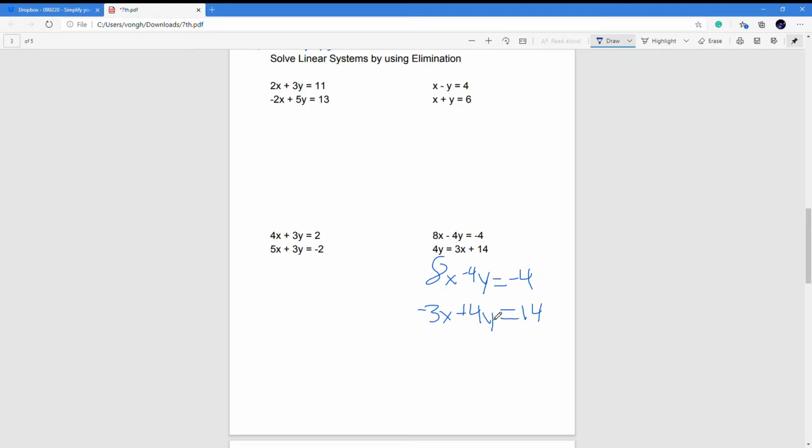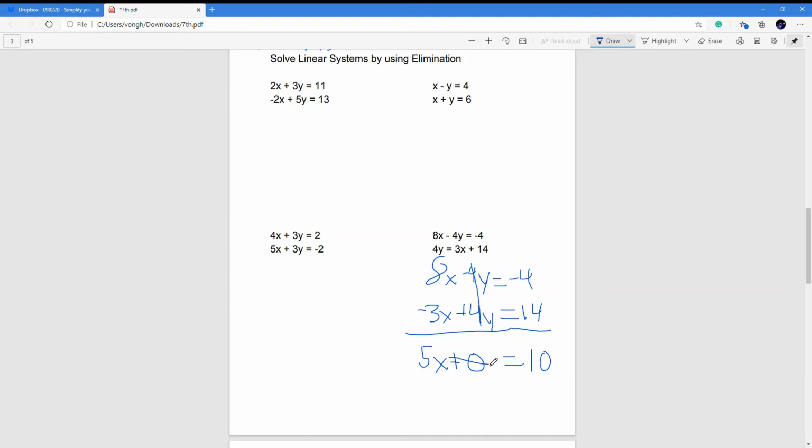Make sure you line up your variables like that because it's easier. Now we do the same thing. We just add like how we used to. So we add negative 3x to positive 8x, which gives us 5x. And we add positive 4y to negative 4y, which cancels out to 0. And then we add negative 4 to 14, which gets us 10.